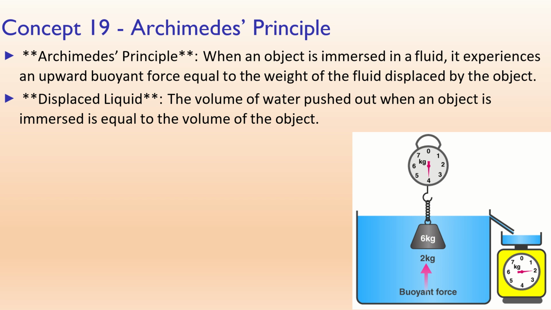Meaning the weight of the object in air and the weight of the object in the liquid. If you check, there is a difference. Whatever the difference is, that same value will be observed in the liquid's weight. So that is called displaced liquid. So what is the displaced liquid? The volume of the water pushed out when an object is immersed is equal to the volume of the object. So if you compare the volumes, they will be the same, and the displaced weights will be the same.